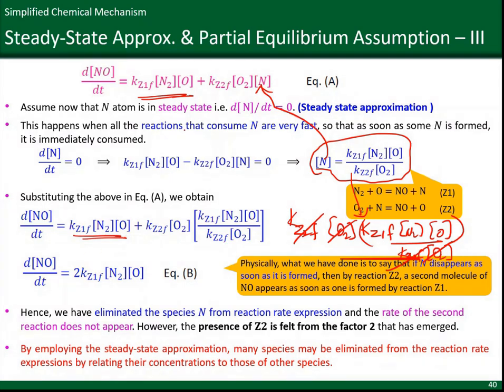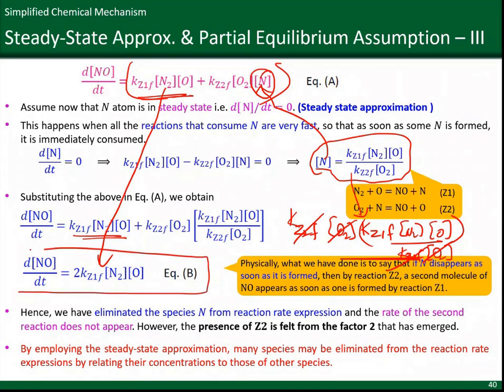So essentially, this equation A, once we apply the steady state approximation for nitrogen atom, becomes equal to 2 times KZ1F times N2 times O. So now we have become successful in removing nitrogen atom from this equation. And we have now a rather simple equation for the rate of formation of NO, right?